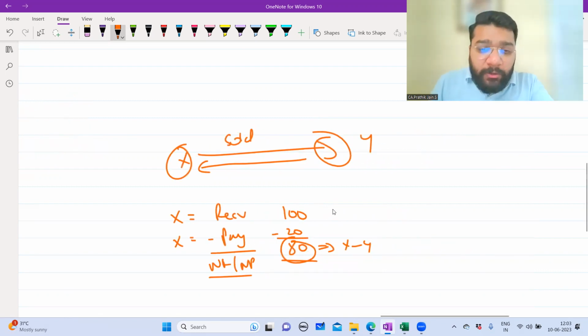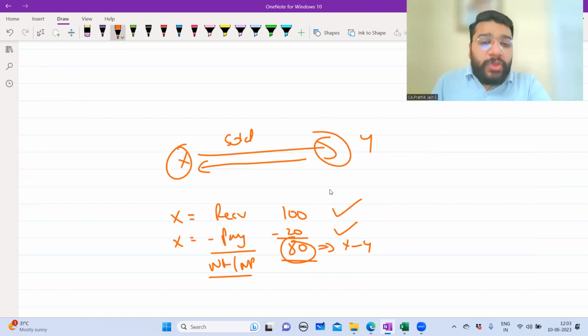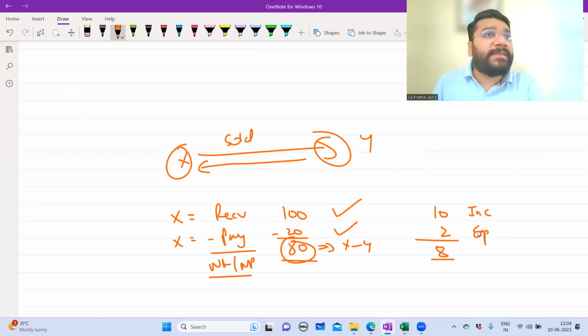Now let's suppose on this 100 rupees there is a delay in receipt, and on this 20 rupees there is a delay in payment. So on that, the interest charge is 10 rupees, and on this, the interest charge is 2 rupees. So what is the net amount? 8 rupees. This interest is income for X. This interest is expense for Y. Sorry, expense for X. Correct, no?